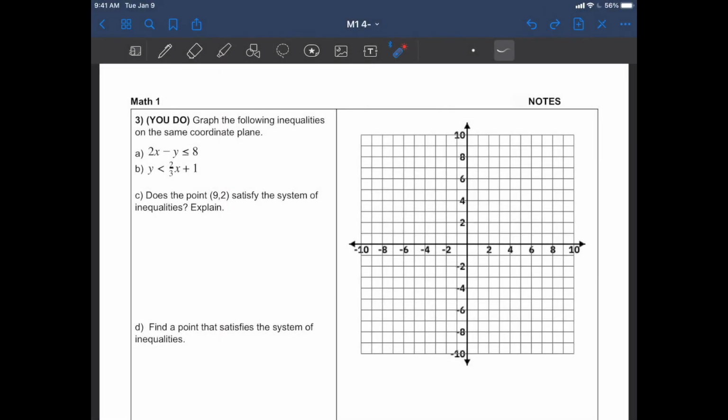All right, so here is a problem that I want you to try. Whatever work you need to do in order to graph these is what you need to do. Remember, if you have standard form, you want to find the x and the y intercepts. And if you have slope-intercept form, you want to identify the slope and the y-intercept and go accordingly. Then answer if the point 9, 2 satisfies the system of inequalities and explain. And part D says find a point, or maybe another point, that satisfies the system of inequalities.